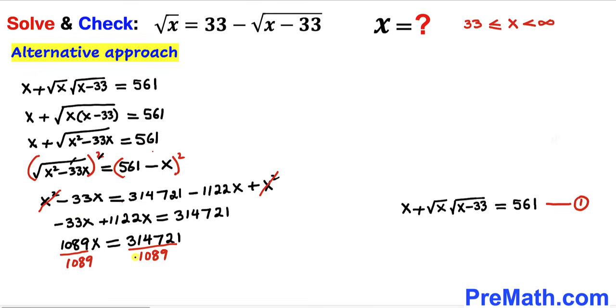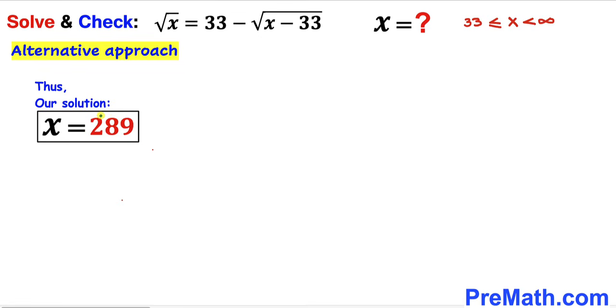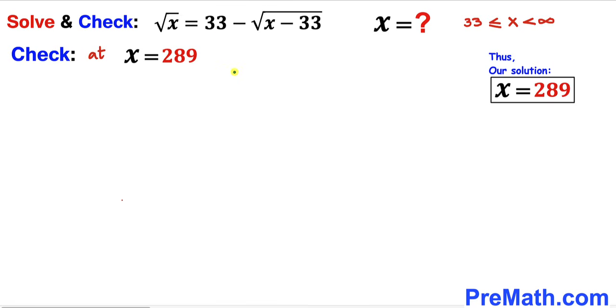And now I'm going to divide both sides by 1089 to isolate x. We can see this is gone. So therefore our solution x value is going to be equal to 289. So thus our solution x value turns out to be 289 as well by using the second approach. And here's our final step.